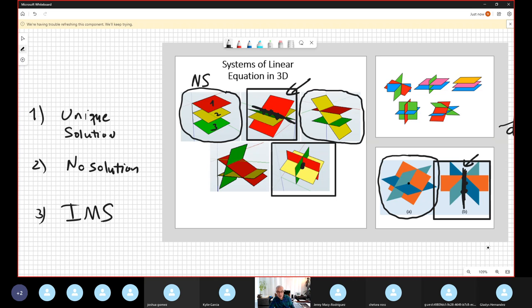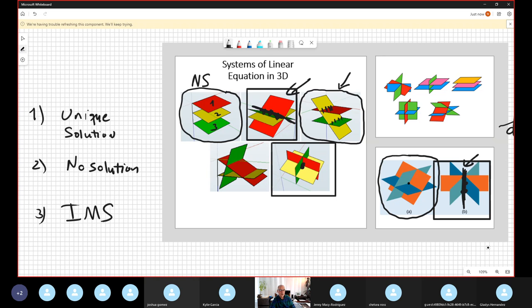Unique solution, no solution, and this scenario. And this scenario is unique. Jenny says unique. No, Jenny, no. The problem is, Jenny, look. Let me try to explain. Suppose between the yellow and the red, we have a solution here, right? Between the yellow and green, we have a solution here.